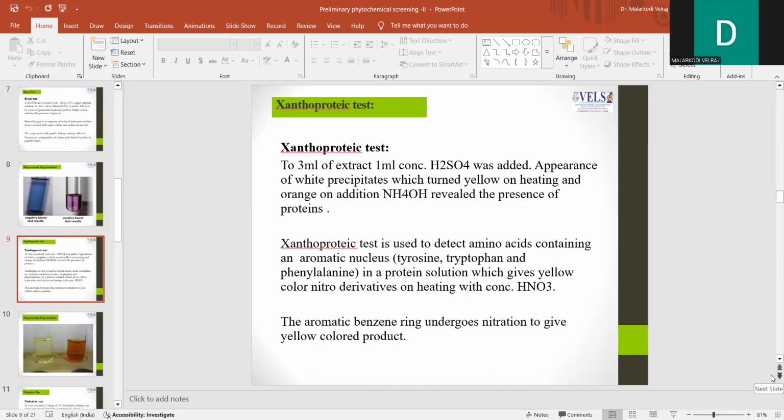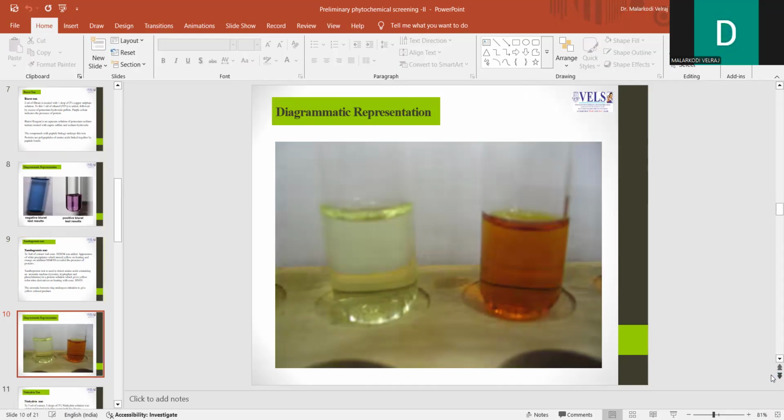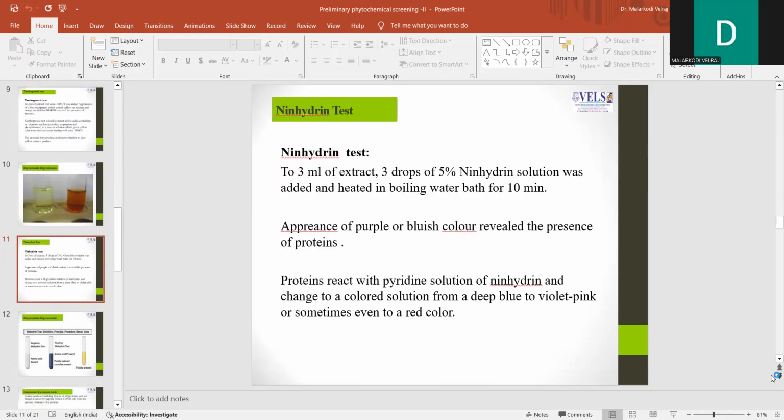The aromatic benzene ring undergoes nitration to give the yellow colored product. And this is the diagrammatic representation. In the beginning, it will be yellow in color, and the end product will be red.